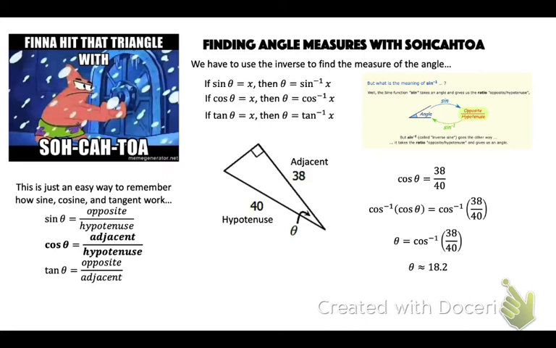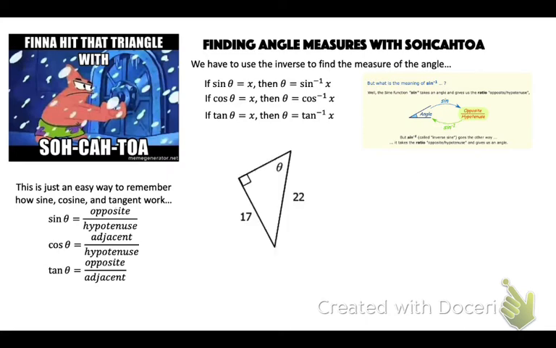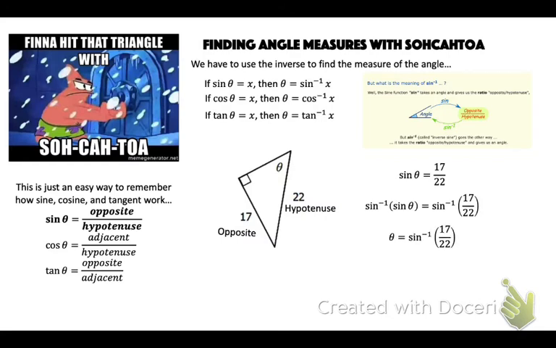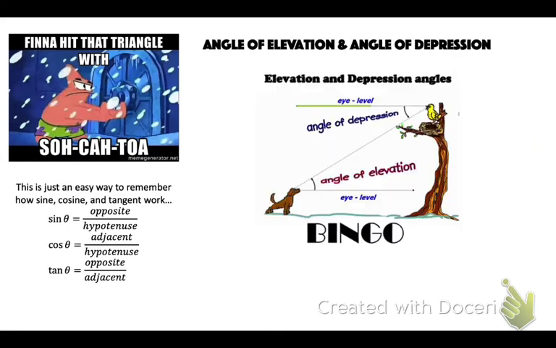It's probably about 18.2. Okay, here, so that's the opposite. That's the hypotenuse. So this is going to be sine. So this is sine of theta equals 17/22, which means theta equals sine inverse of 17/22. So theta is approximately 50.6. Cool? All right, this is the last thing we're going to do.